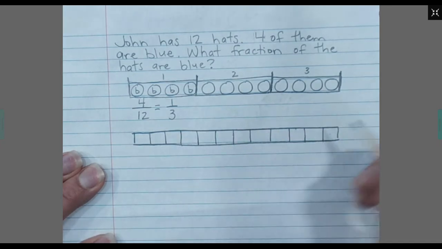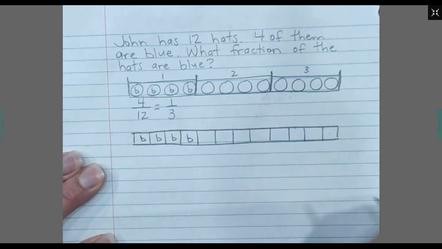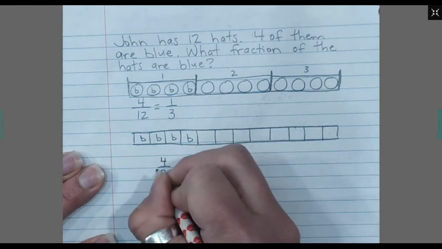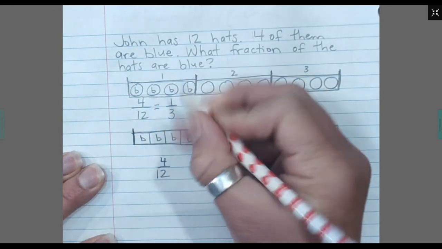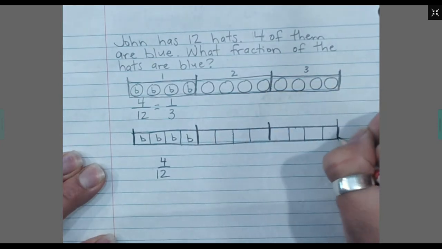And we can go through the exact same process that we did up there. Blue, blue, blue, blue. What are we left with? We have 4/12, or the same thing as 1/3.